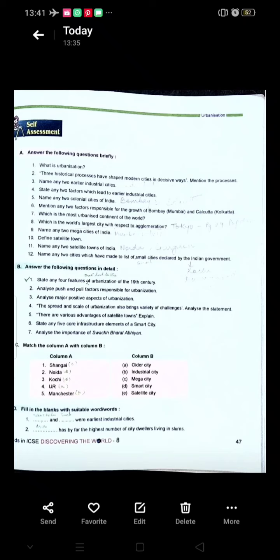State any 4 features of urbanization of the 19th century. Children, make a small correction. Instead of features of, delete of and add that led to. That led to the urbanization of the 19th century, and the answer for this is on page 42.